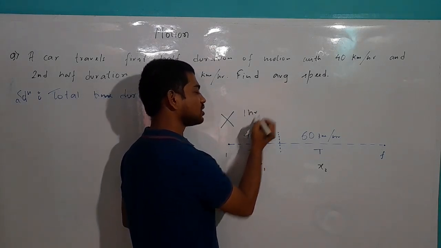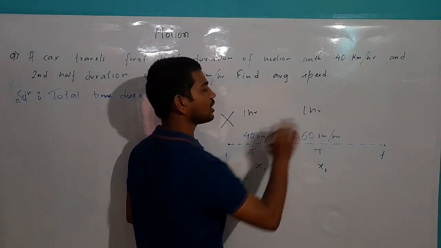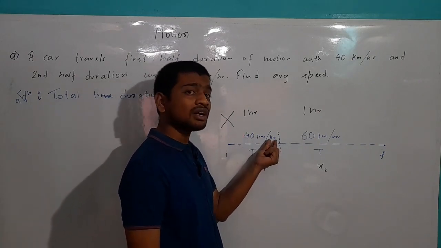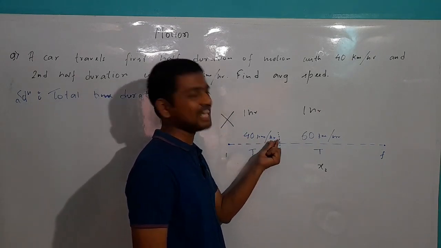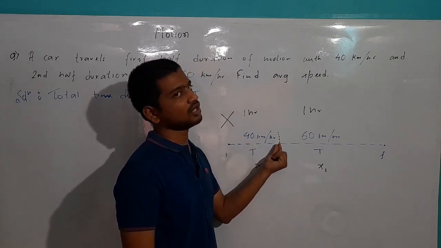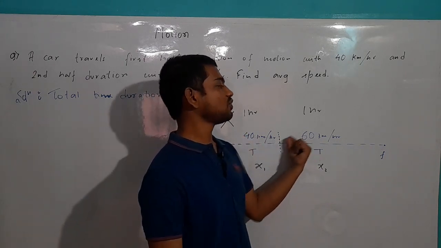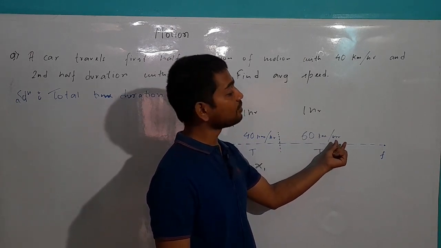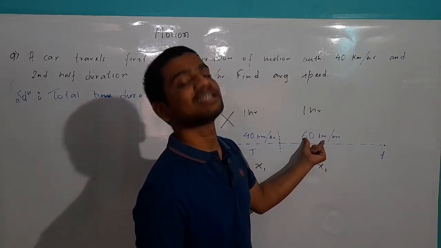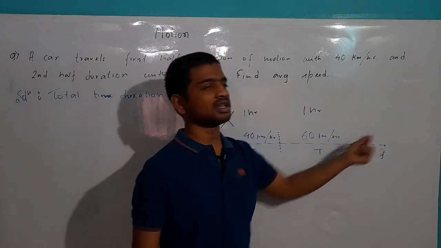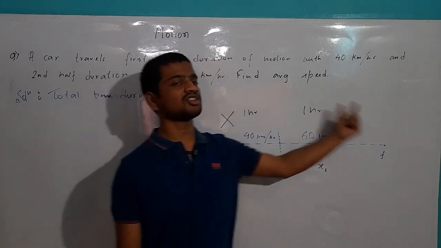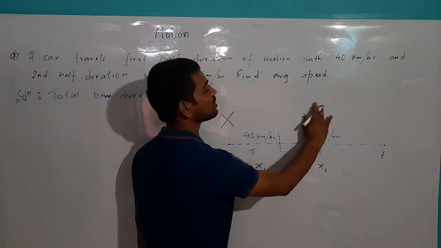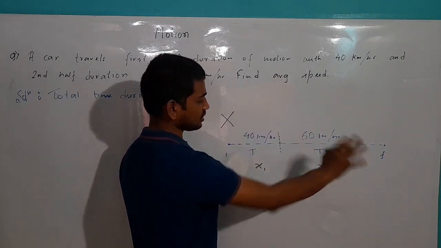I'm just giving an example. Suppose this is 1 hour, and this is also 1 hour. In 1 hour, the speed is 40 km per hour. What does it mean? You travel 40 km in 1 hour. So the distance will be 40 km, correct? Next 1 hour, the speed is 60 km per hour. That means per hour it is traveling 60 km. In the first case it was 40 km, now it is 60 km. So basically the distance is different, right? Obviously time is not given, so we will not consider this example, we will just consider the variables, okay?